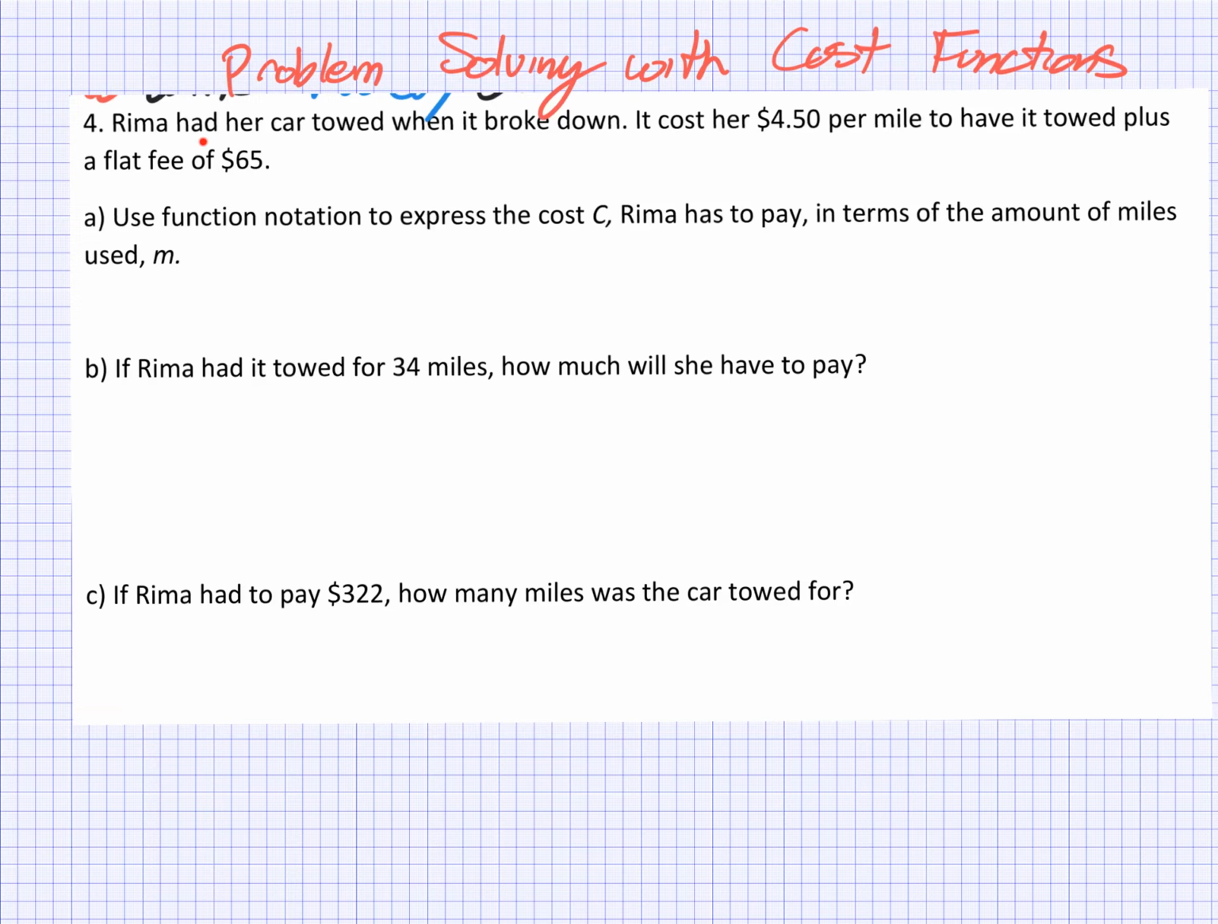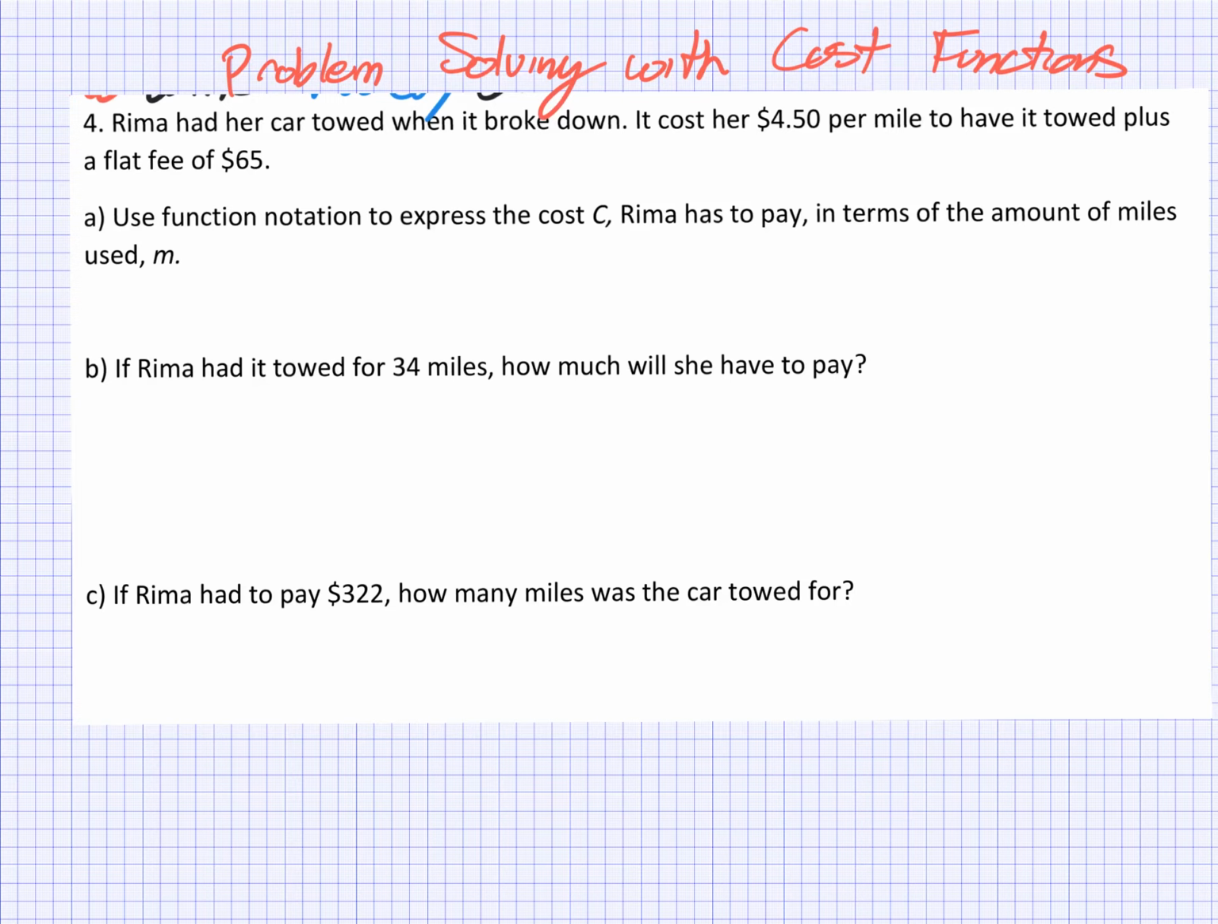Okay, Rima had her car towed when it broke down. It cost her $4.50 per mile to have it towed, plus a flat fee of $65. Okay, this is a little easier than the last one to build, but use function notation to express the cost C Rima has to pay in terms of the amount of miles used.